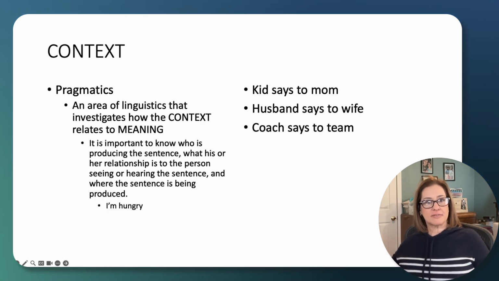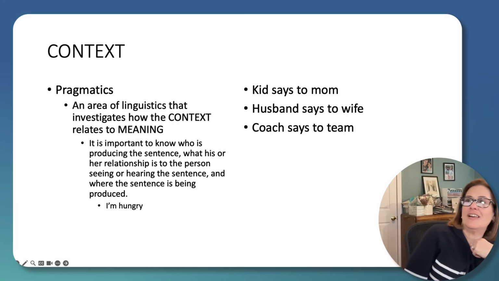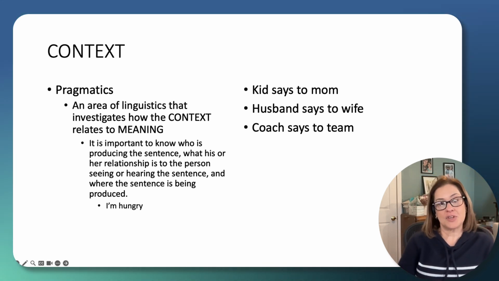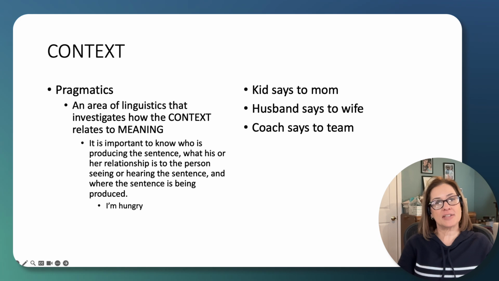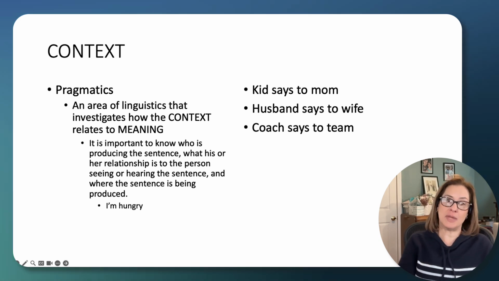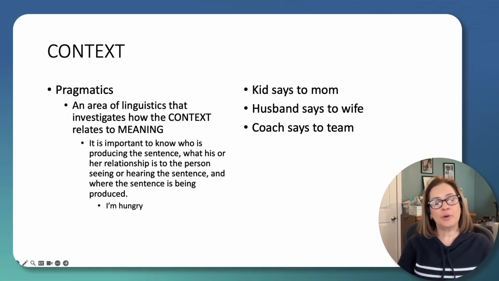Two more slides. See, I told you this one was going to be faster. All right. Pragmatics is an area of linguistics that investigates how the context relates to the meaning. So it's important to know who is producing the sentence, what his or her relationship is to the person seeing or hearing the sentence, and where the sentence is being produced.